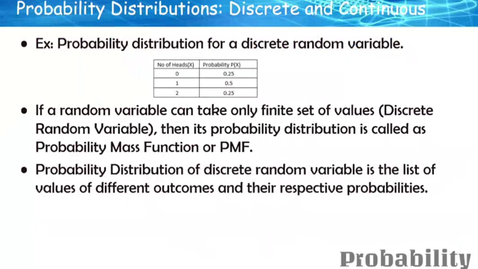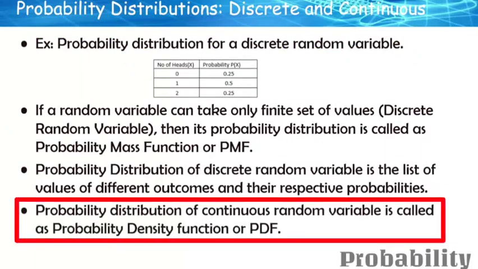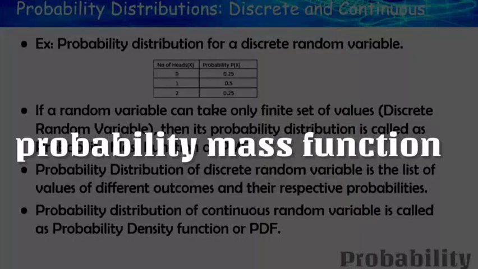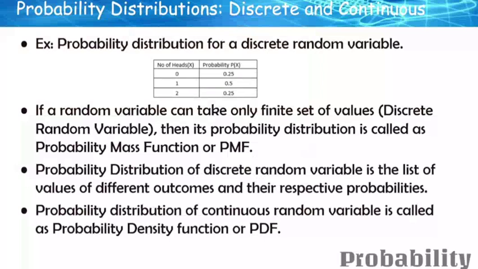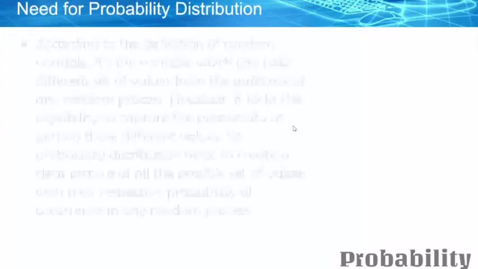The probability distribution of a continuous random variable is called the probability density function. Basically, for discrete it will be the probability mass function, and for continuous it will be the density function.